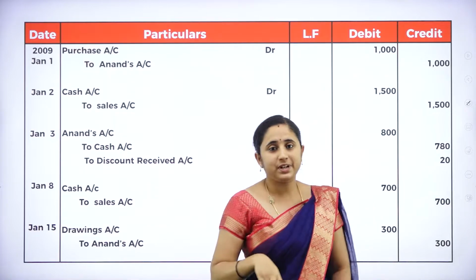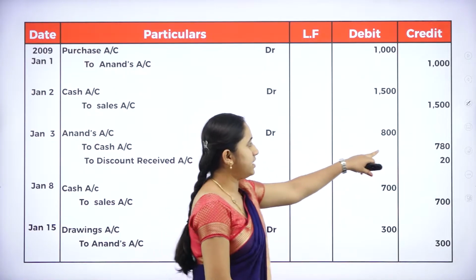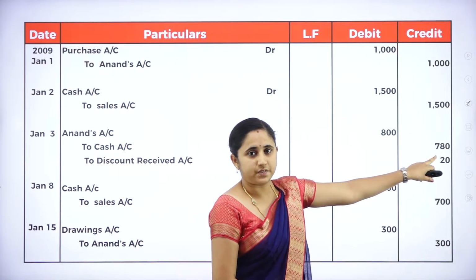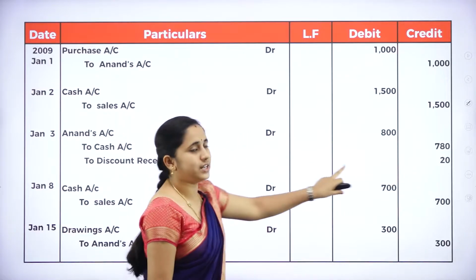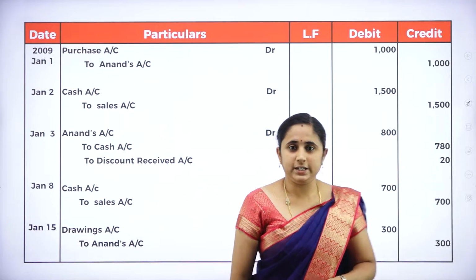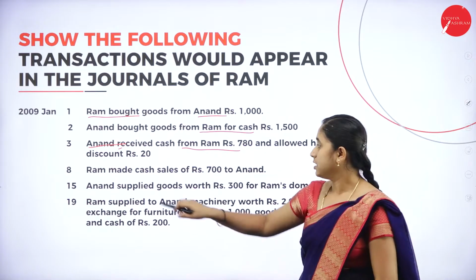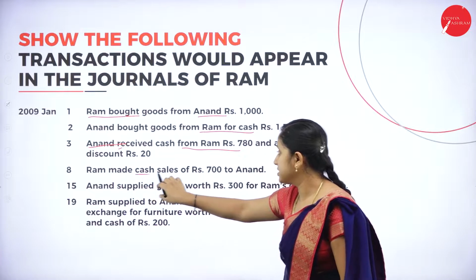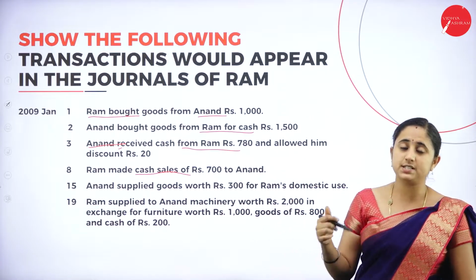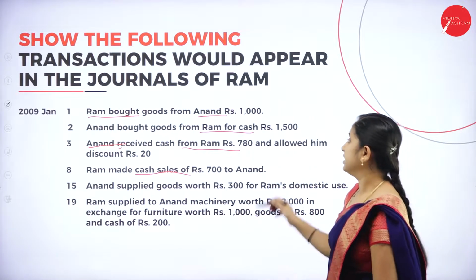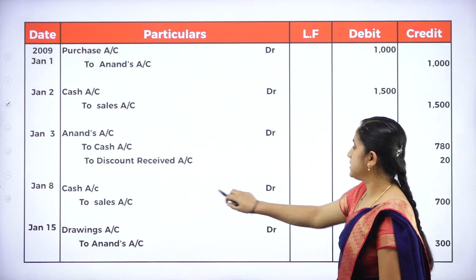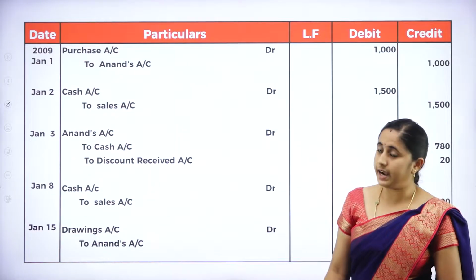The total liability of Ram is 800, but he is paying cash of rupees 780 and he is allowed a discount of rupees 20. Ram made a cash sale for rupees 700. It is sales for Ram. That means cash is coming in. Cash account debit to sales account of rupees 700.